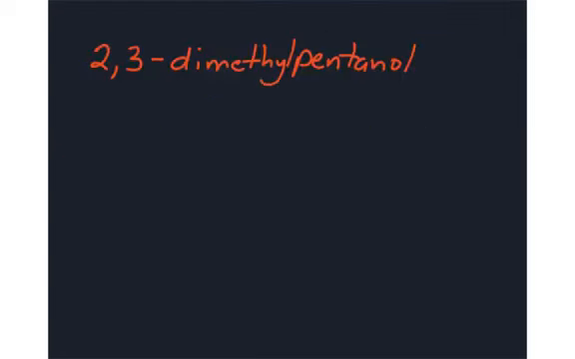Let's give this one a draw. We have a 2,3-dimethylpentanol. So again, we'll start with pent, 5 carbons in a row.